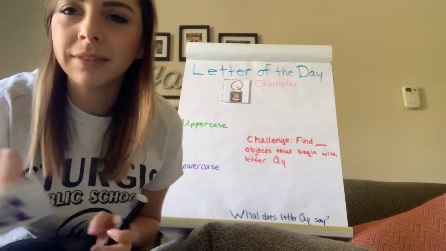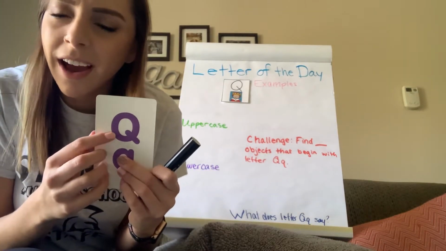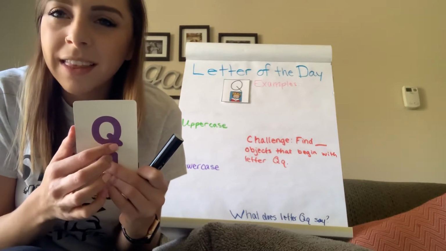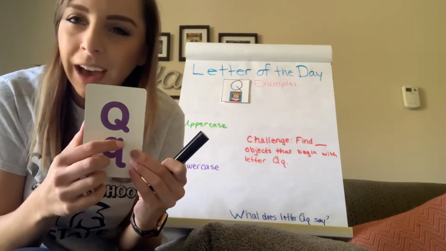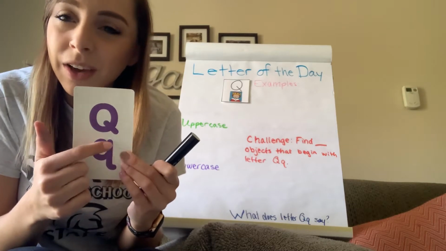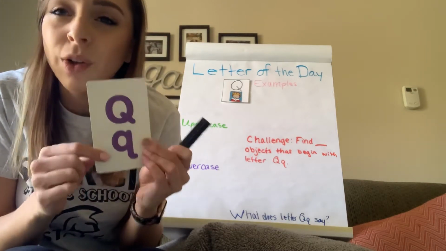Now, what does a Q look like? What do you see here? I see a letter O and a little line at the bottom. That's our uppercase Q. And our lowercase Q, it kind of looks like some of the other letters we have, but has a little tail. Now, the direction the tail is pointing is very important to writing the letter correctly. So let's do it together.